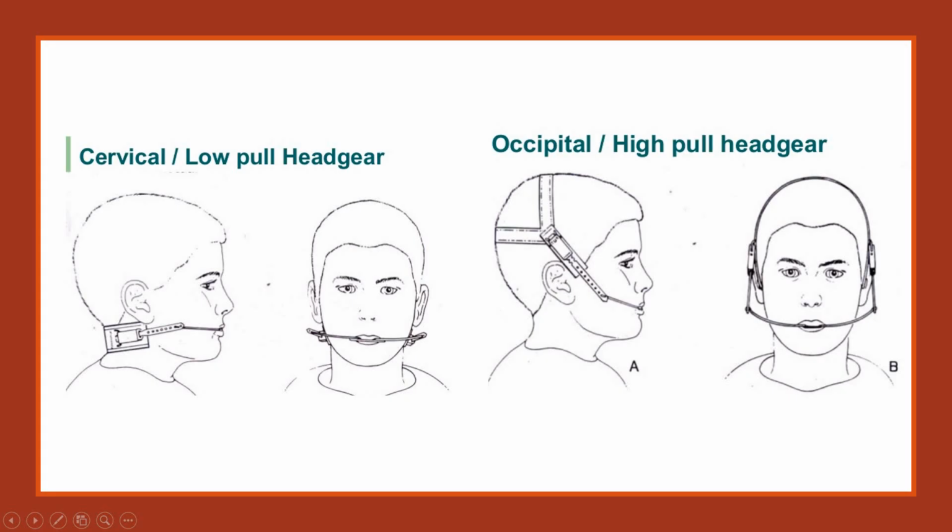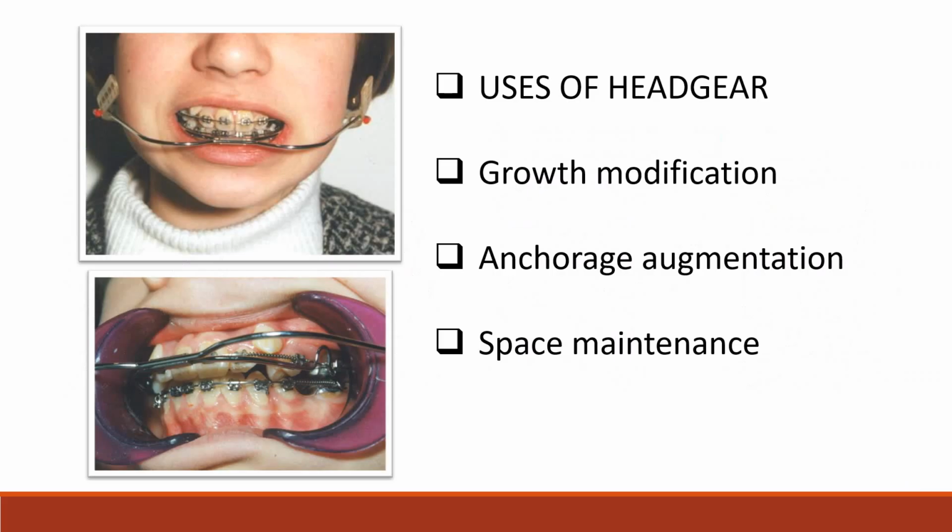Depending on which headgear you use, cervical or occipital pull, you can use it in different growth patterns. So headgear helps us with growth modification, encourages augmentation, and in space maintenance when we have to reinforce the position of first molars.